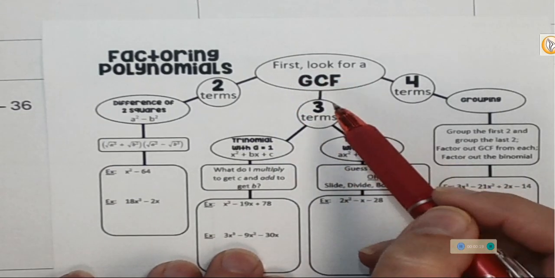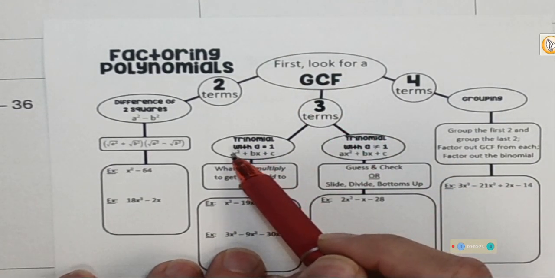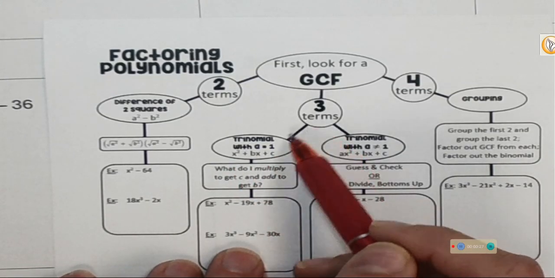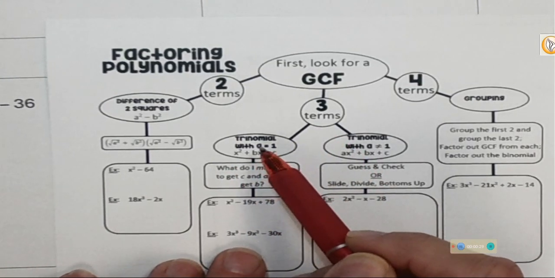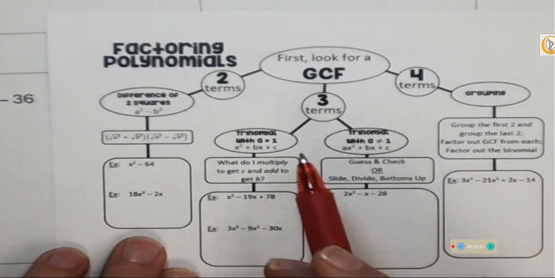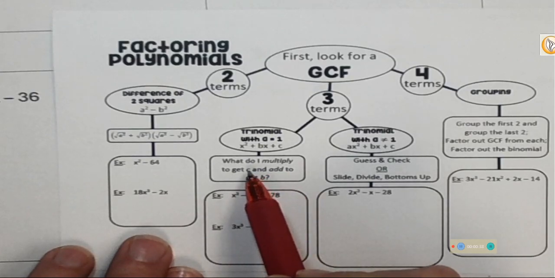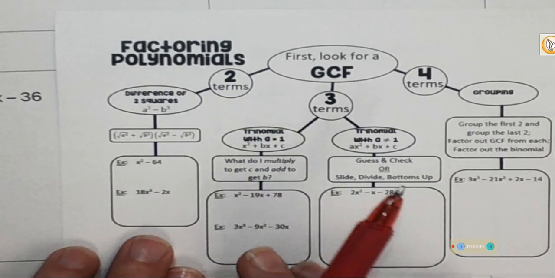Then if you have a trinomial, you're going to have one of two situations. Either a, the coefficient in front of x squared is going to be 1, or it won't. In this video, we're only going to work with a equals 1 in front of the x squared. And what I do then is I say, what two numbers do I multiply to get the c, and add to get that middle term?